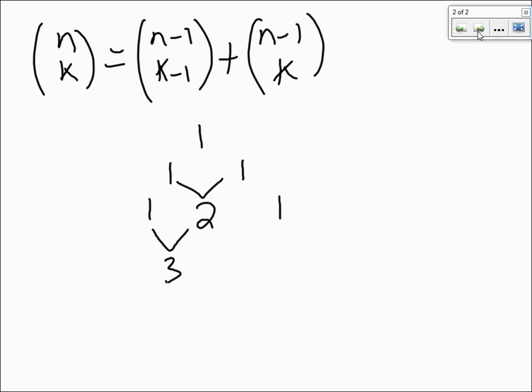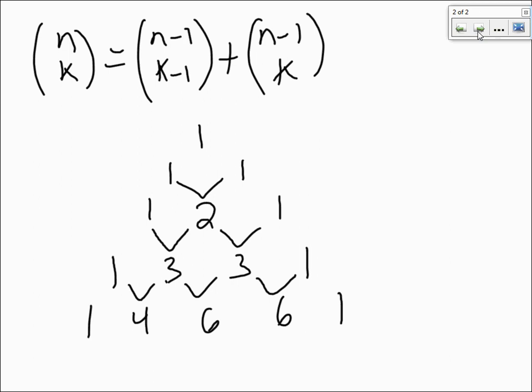You can add these. Don't forget to put 1s on the end. You can add these and these and these. Don't forget to put 1s on the end. And this table goes forever and ever. And believe it or not, this table is the same as, I guess, 0 choose 0 for the first row. Actually, this is really row 0.